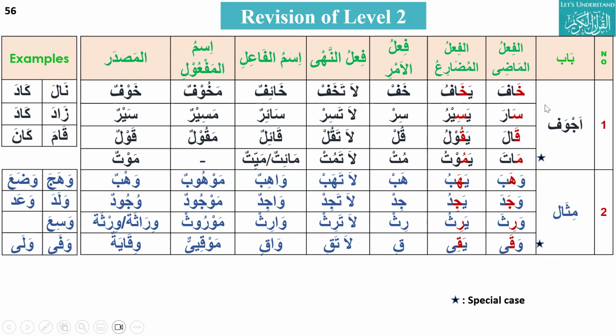If we look at the chapter names, I would ask Saad to summarize the chapter names of level 2, please. Level 2, chapter 1, Bab Ajwaf. Ajwaf means central, and there are 3 cases. The first one is khafa yakhafu khawf. Khafa means he feared. The second one is sara yasiru sayr. Sara means he traveled. And the third is qala yaqulu qawl. Qala means he said.